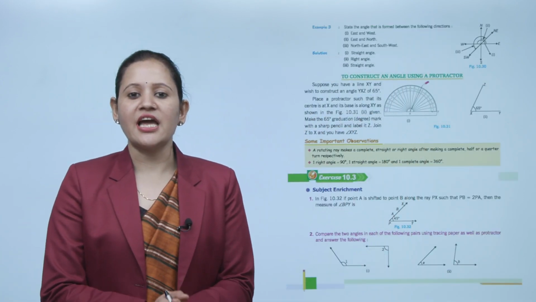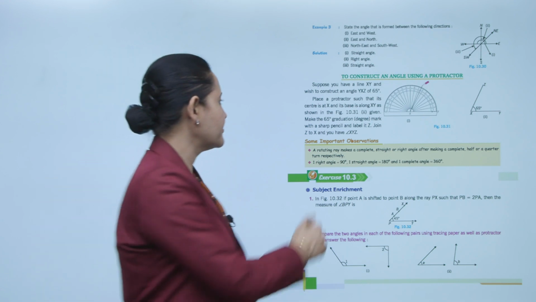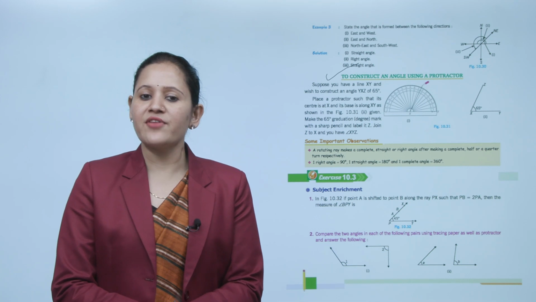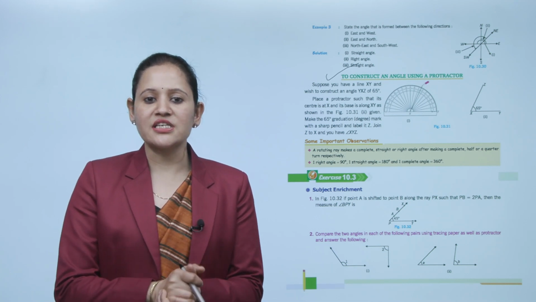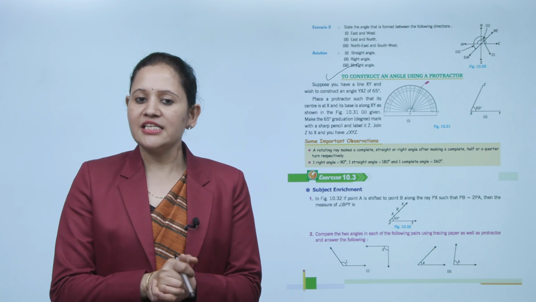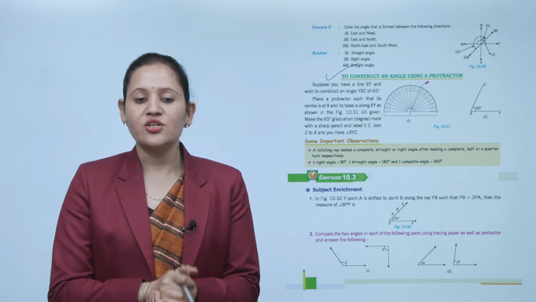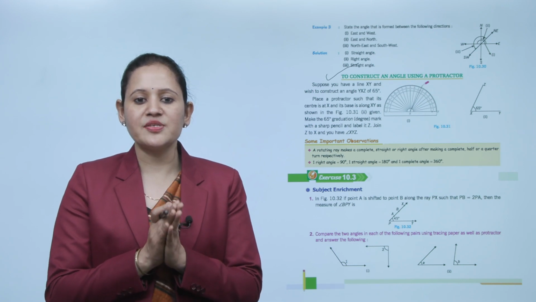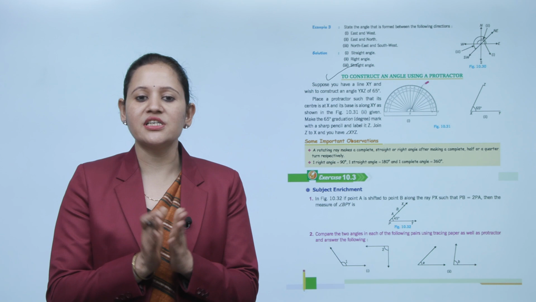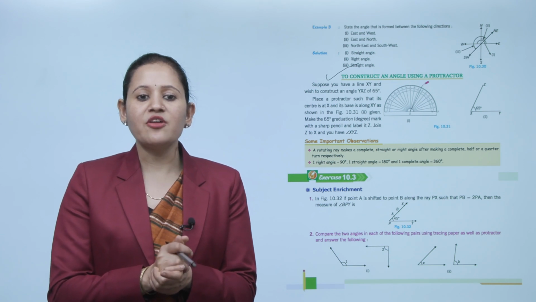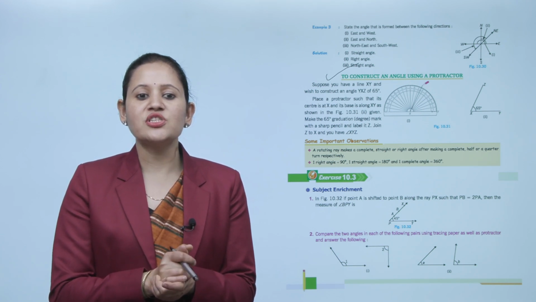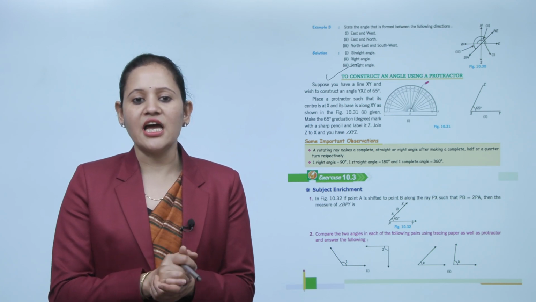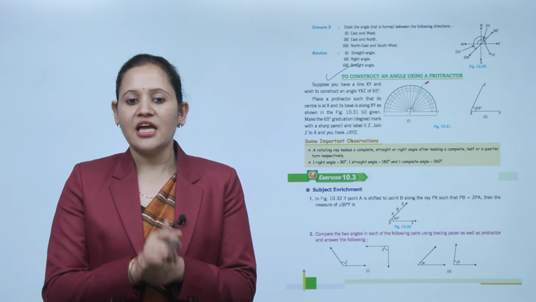Next is to construct an angle using a protractor. Suppose you have a line XY and wish to construct an angle YXZ of 65 degrees. So what will you do? Place the protractor such that its center is at X and its baseline along XY as shown in figure 10.31. Make a 65 degree graduation mark with a sharp pencil and label it Z. Join Z and X and you have the angle YXZ.